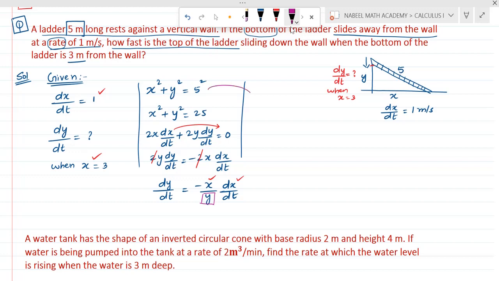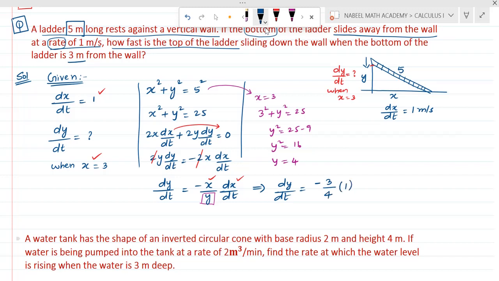So how will you calculate y from this one? For y squared, I just substitute the value x equals 3. You will get 3 squared, 9, here; y squared equals 25 minus 9, y squared equals 16, y is equal to 4. So I got the y value here. Just substitute the values. Here I got dy over dt is given by minus 3 over 4 times dx over dt, which is 1. So the final answer will be minus 0.75 meter per second.